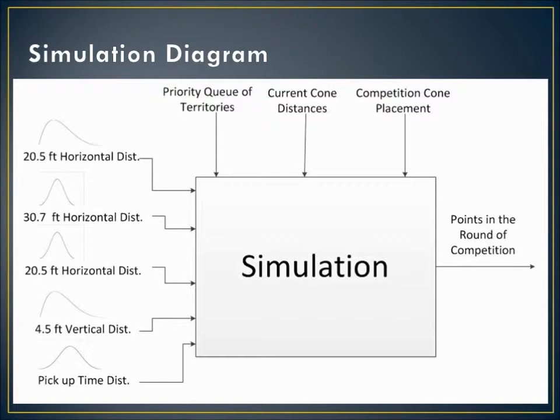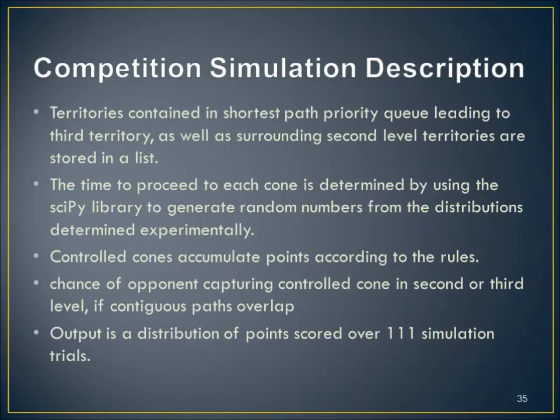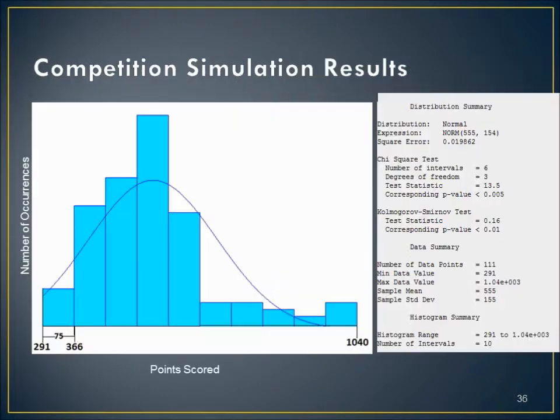Territories are held in a priority queue that's self-updating to always find the nearest territory and the nearest cones to pick up. Then points are outputted. The SciPy library is used to determine the time from each cone to control the next territory. Controlled cones accumulate points according to the competition rules, and there's a chance of opponents capturing controlled cones, which would affect your ability to score points.